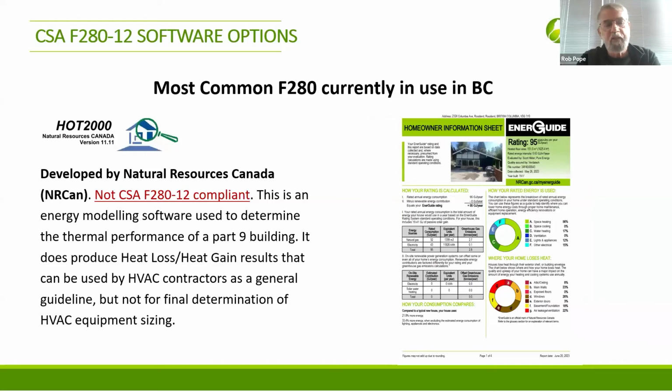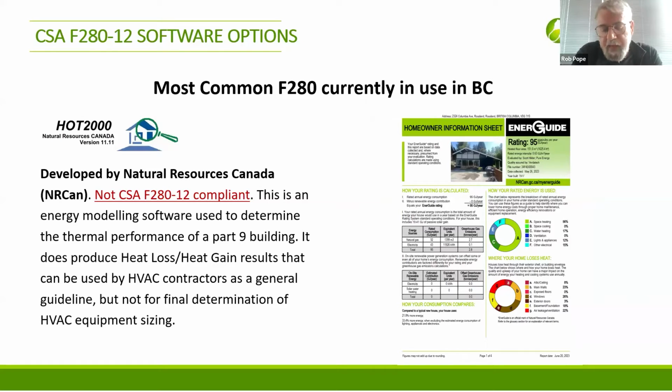And then there's Hot 2000, and this is probably where most of the confusion I see happens when it comes to load calculations. One of the questions I get very often is, why do I need somebody to do a set of load calculations when I already have an energy model done? The EA already did a set of calculations. Why do I need the HVAC contractor or somebody else to do another set of load calculations?